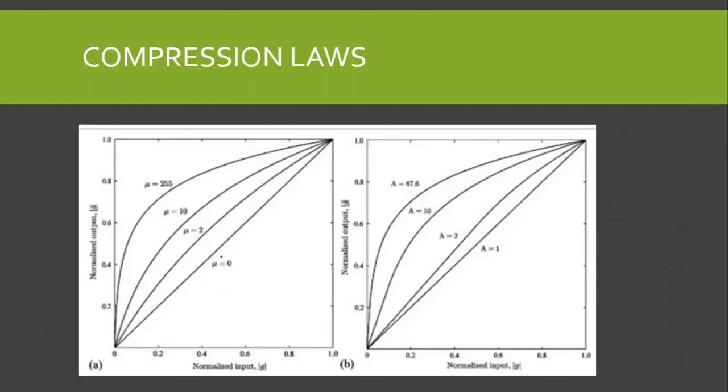So you can have a look over here. This is for the mu. For mu equal to 0, we have a linear relationship, which means no compression. I'm going to write over here, no compression. Whereas as mu is increasing, the compression is increasing, and the maximum compression is for mu equal to 255. Similar is the case for A. A equal to 1 means no compression. We have a linear relation over here, and as A increases, we are going to have a more and more compressed signal. The optimum value for A is 87.6.